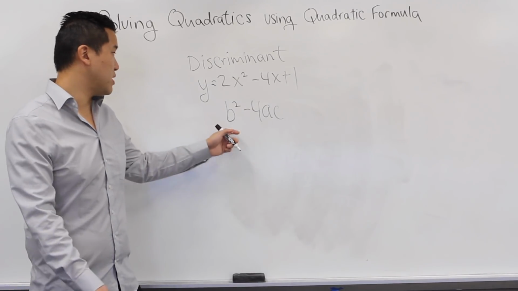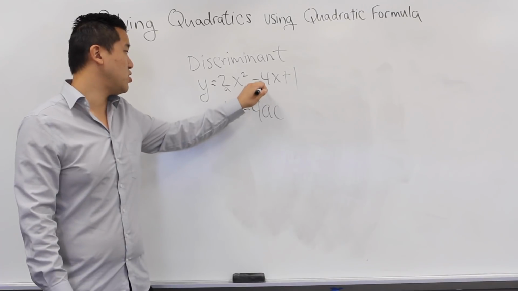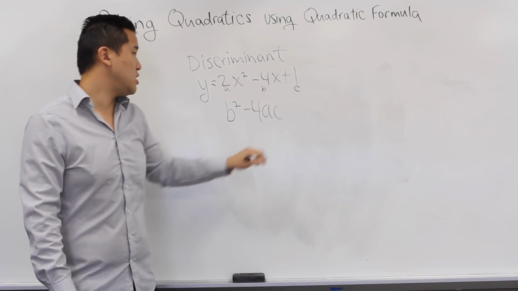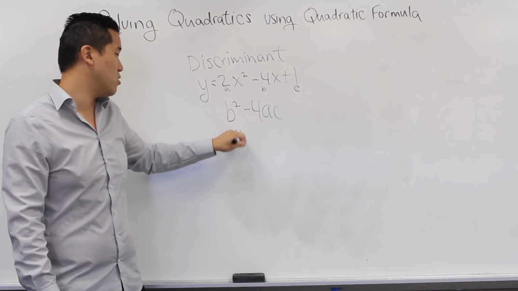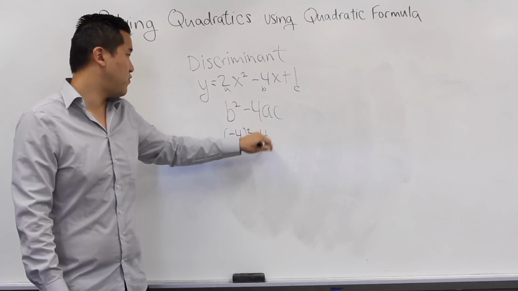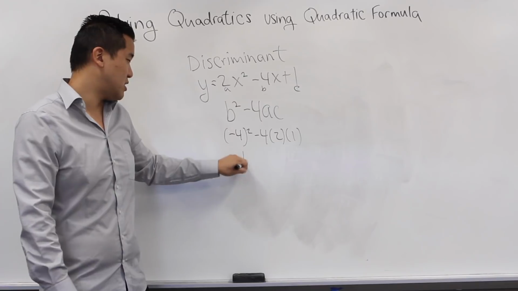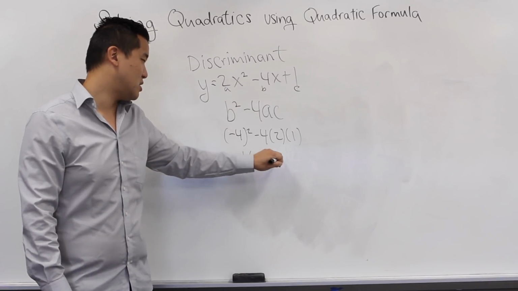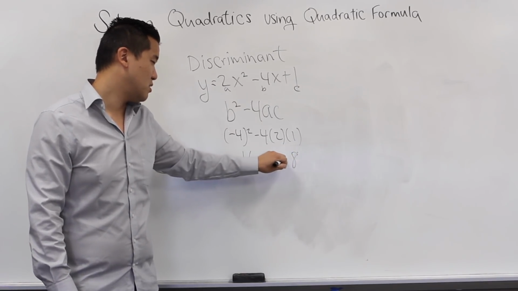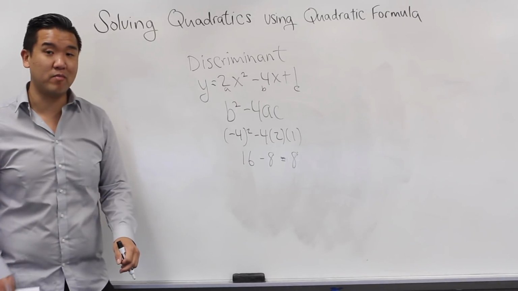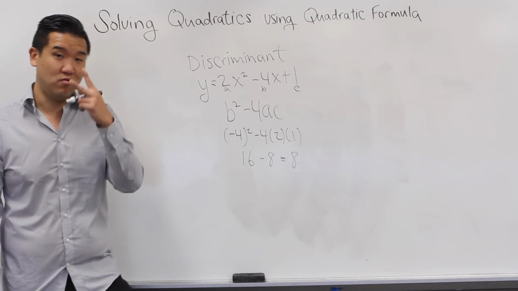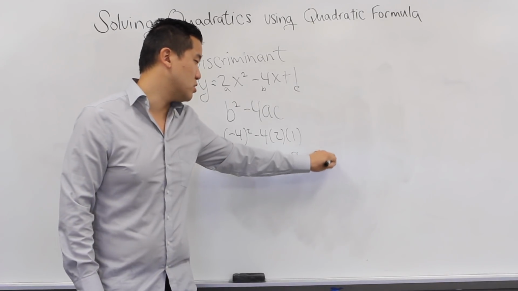Alright, welcome back. Let's plug it in. Here's A. A is 2, negative 4 is B, C is 1. So let's try this. It's negative 4 squared minus 4AC. So negative 4 times negative 4 is 16, minus 8. So you have 8. So how many solutions do we have then? My answer is positive. Good. You have 2 solutions.